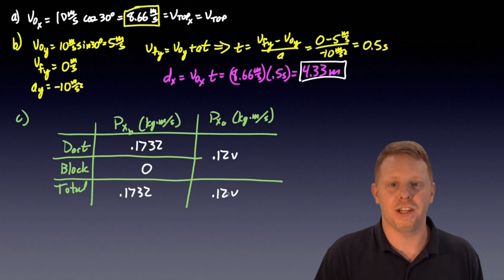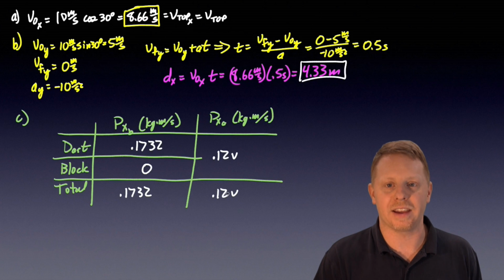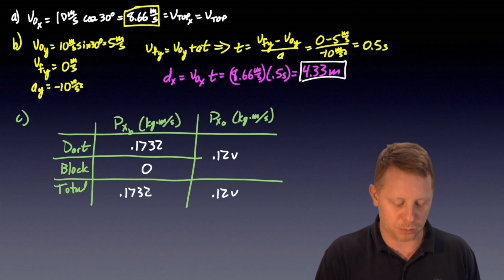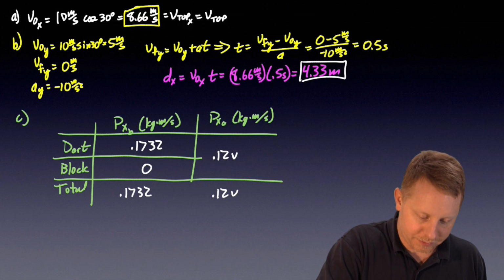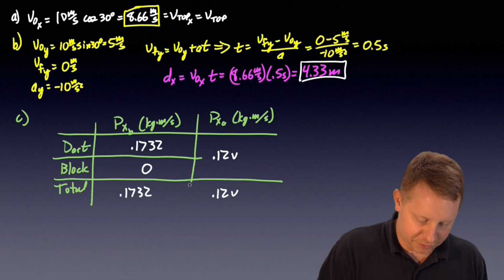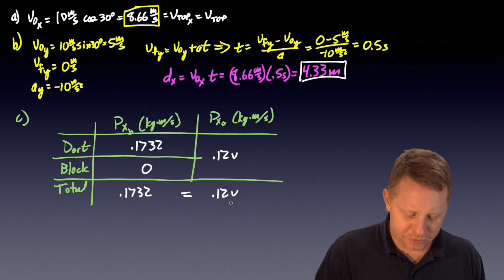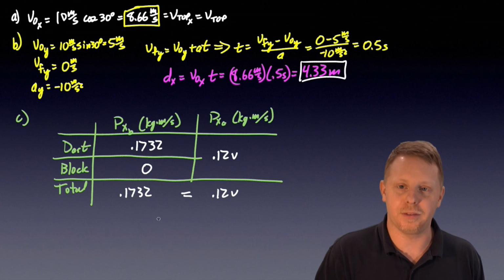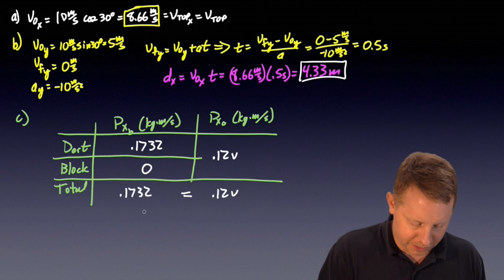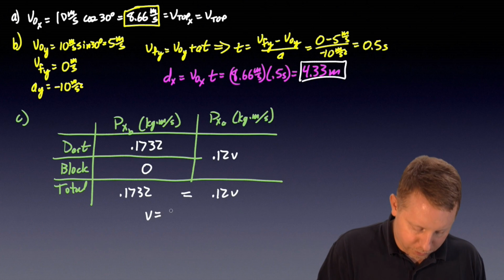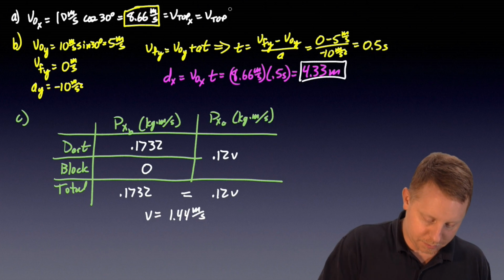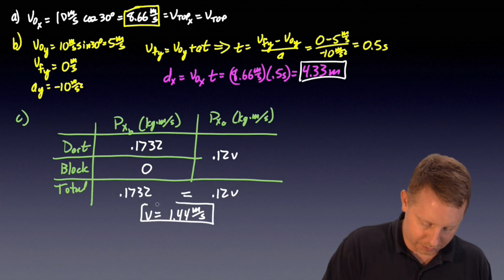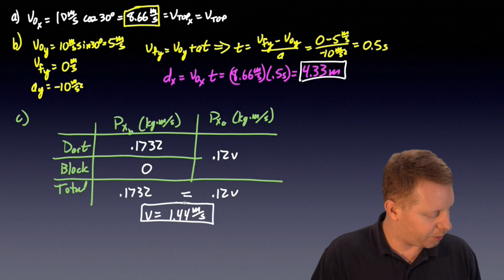Now, the law of conservation of linear momentum says without any external forces acting upon them, the total momentum before must be equal to the total momentum after. So I can set these two equal and solve for v. Divide both sides by 0.12, and I find that we get a velocity of 1.44 meters per second. Great, we've hit part C.